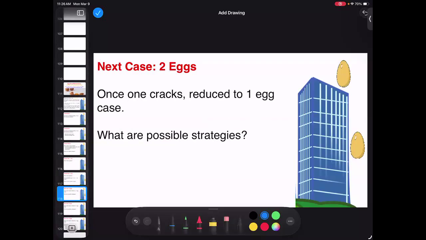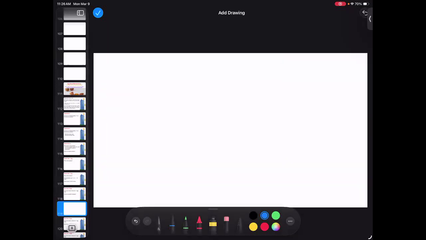Okay, now with 2 eggs, once an egg cracks, we are reduced to the 1 egg problem. So what are possible strategies? Good. So one possibility is every other floor. So 2, 4, 6, dot, dot, dot, till break. Then do one more drop. So this is a great strategy because as soon as it breaks, we're now within 1. And we can find that very quickly.